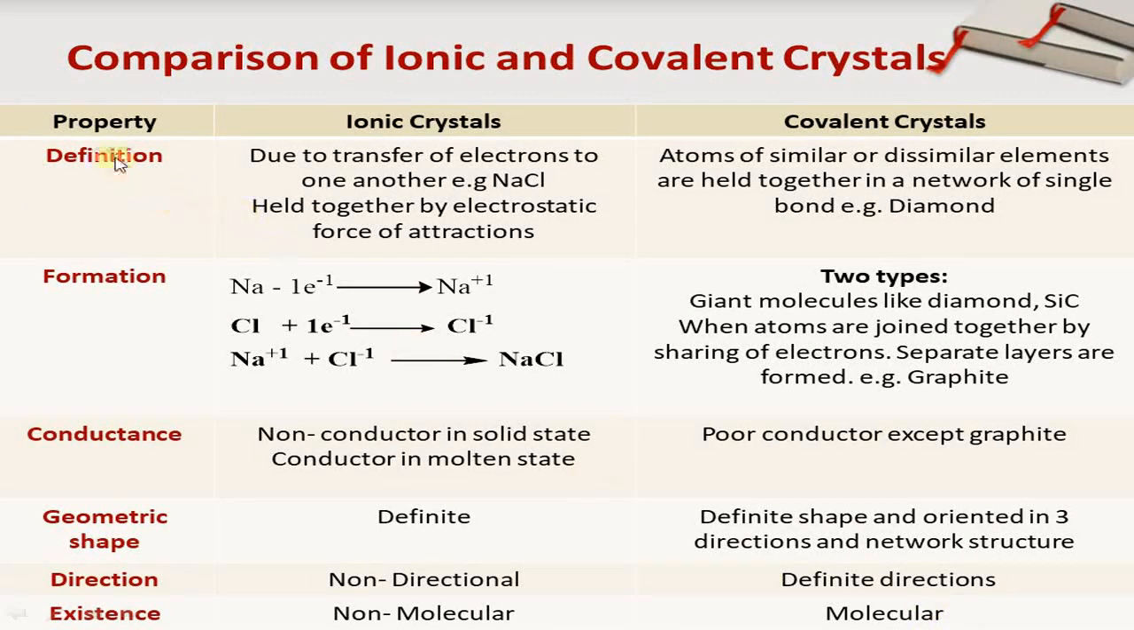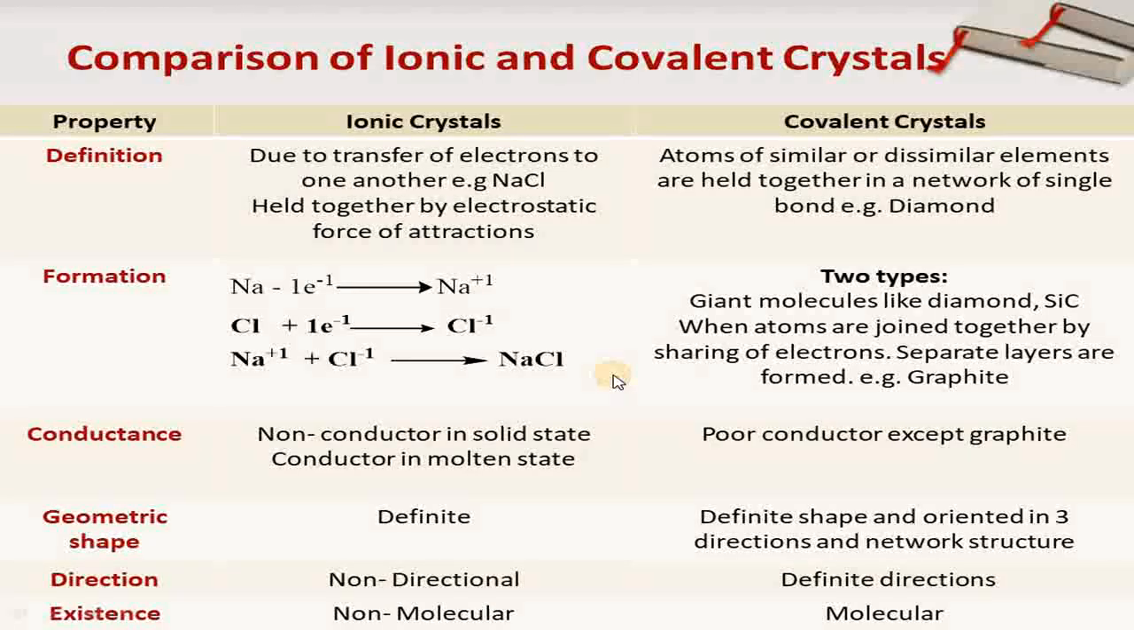So all these are the six different properties in which ionic crystals and covalent crystals differ from each other. First we defined both of these, then we saw how both of these crystals are formed, then conductance, geometric shape, direction and existence.